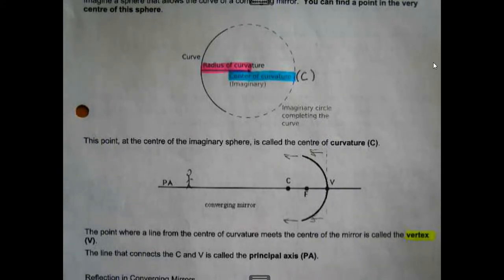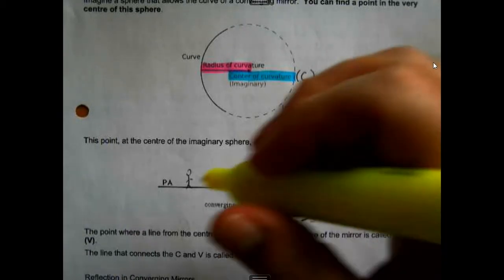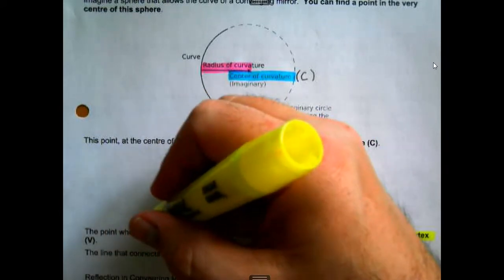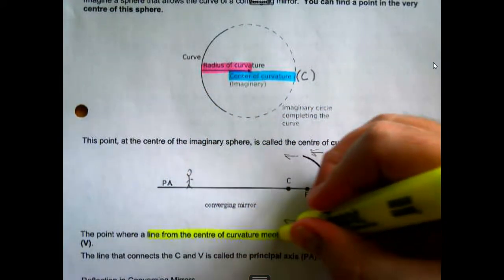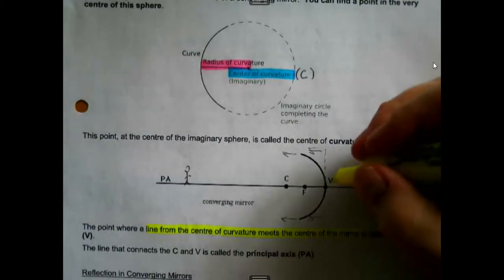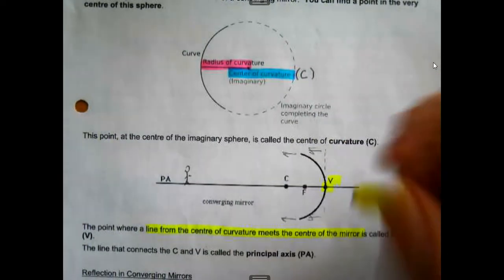And this is the point where the line, the principal axis, which is really your radius of curvature extended all the way through the circle and on the other side, where it meets the mirror. So where the line from the center of curvature meets the mirror, the center of the mirror, okay, that's the vertex. You can see it right here. This is the vertex right there.